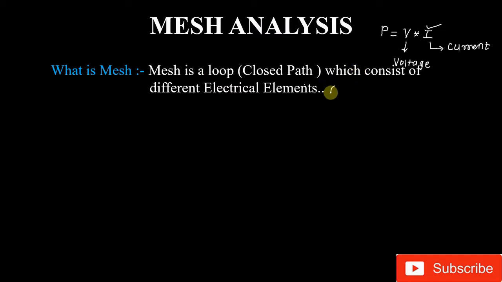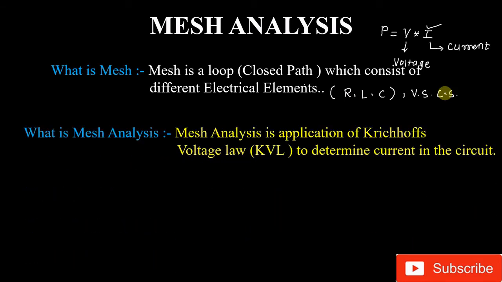We know that we have three types of different elements. One is R, the resistance, second is L, which is the inductor, and third one is C, which is the capacitor. And the circuit also consists of voltage sources and current sources. So if I want to define it, a mesh is nothing but a loop or closed path in an electrical network. Now the second point we have to discuss is what is meant by mesh analysis.